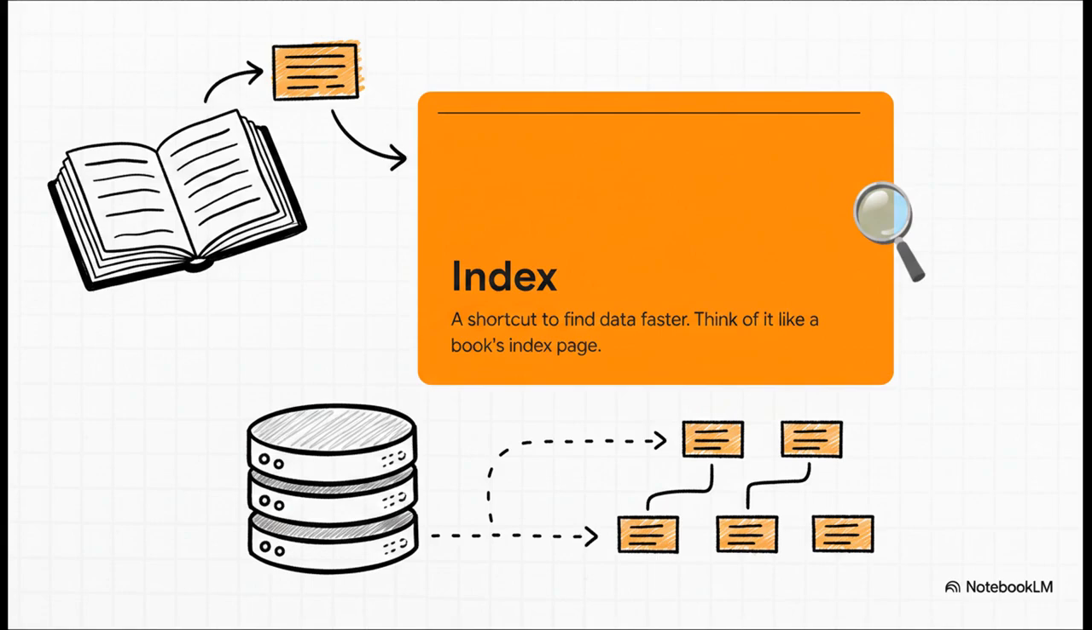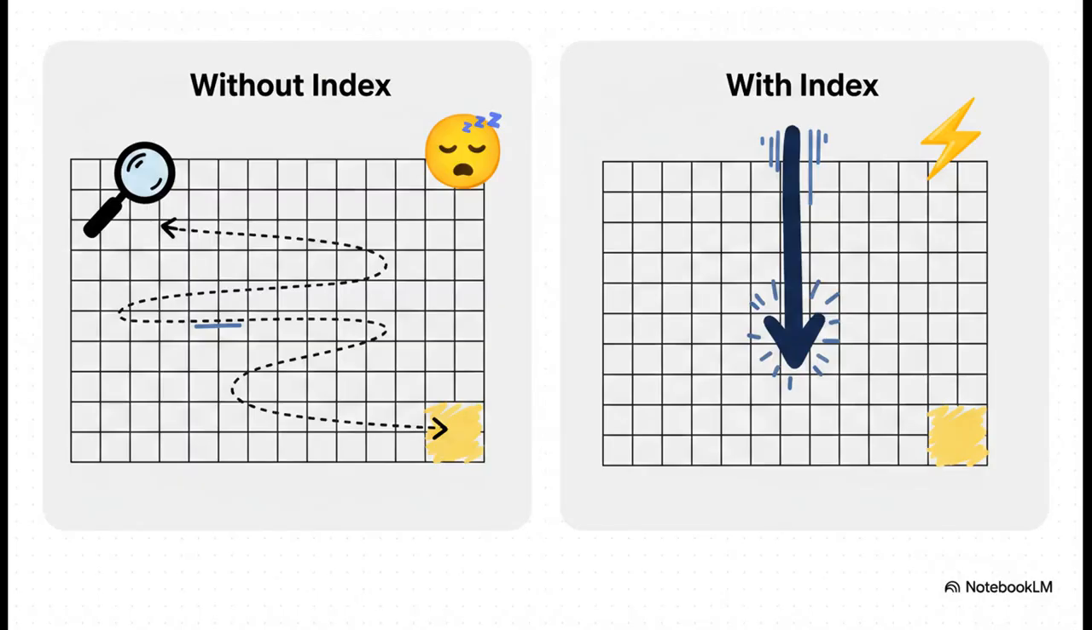It's a shortcut. And this right here shows you the difference in a really stark way. Without an index, if you ask your database to find a user, it literally has to read every single row, one by one. It's called a full table scan, and it is painfully slow, especially as your table gets bigger. But with an index, the database uses that shortcut to jump straight to the data it needs. The speed difference isn't just small, it's night and day.